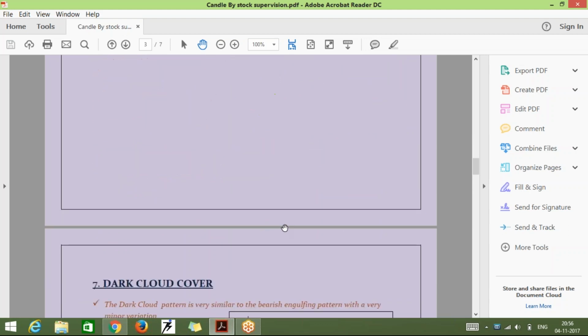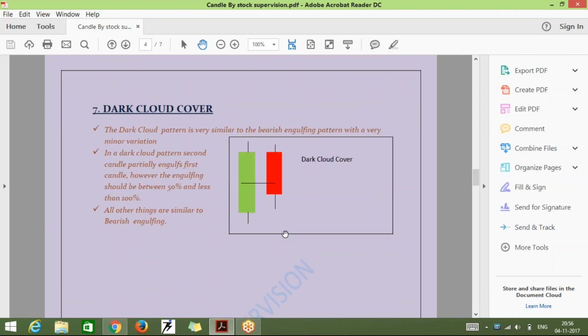The next one is dark cloud cover. Again, this is almost similar to bearish engulfing. The piercing pattern was similar to bullish engulfing, and dark cloud cover is similar to bearish engulfing. A dark cloud cover pattern is similar to the bearish engulfing pattern with a very minor variation. Again, the same things are written.